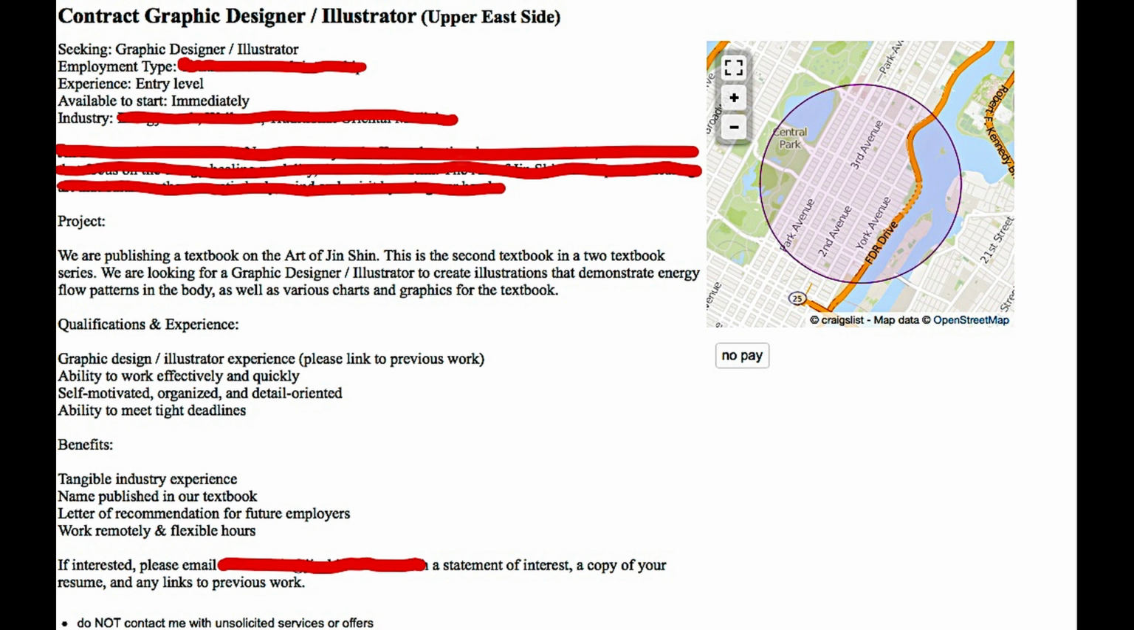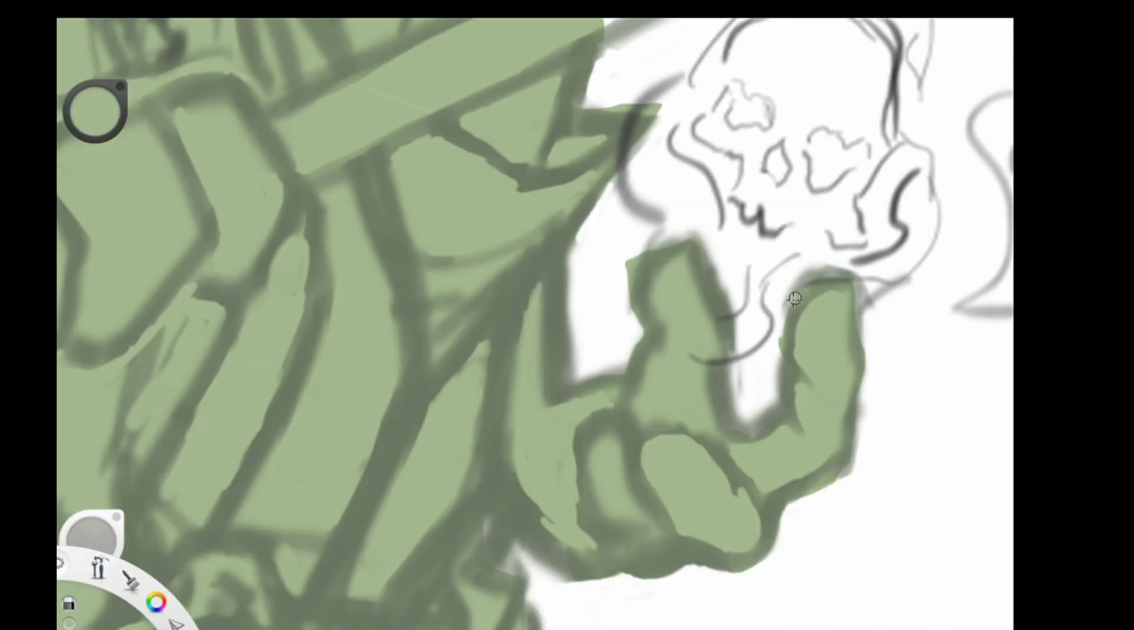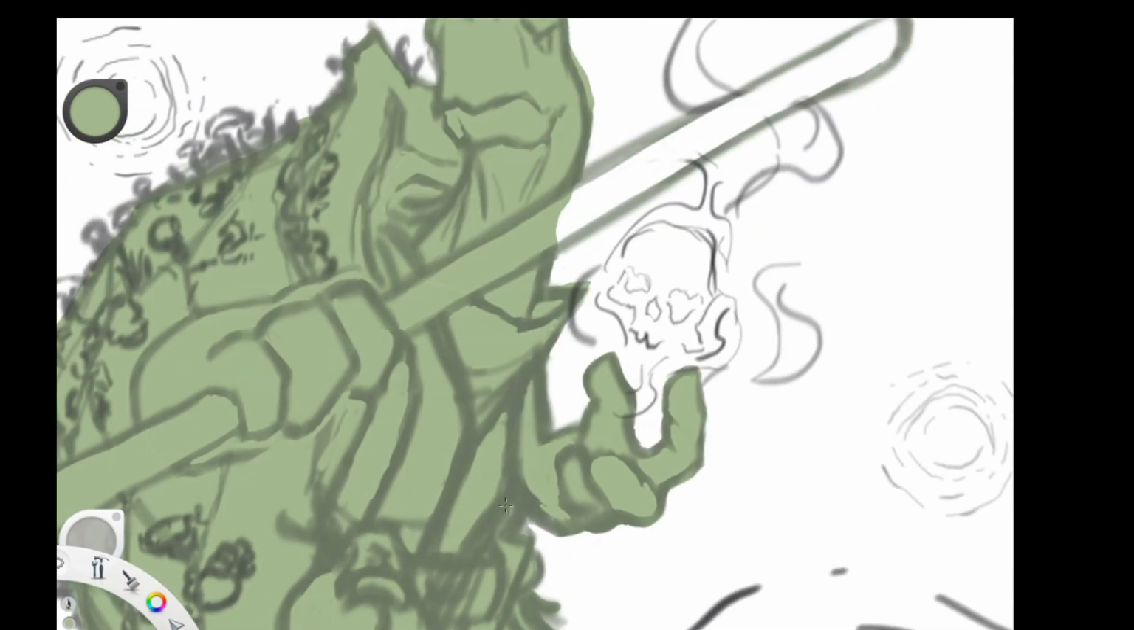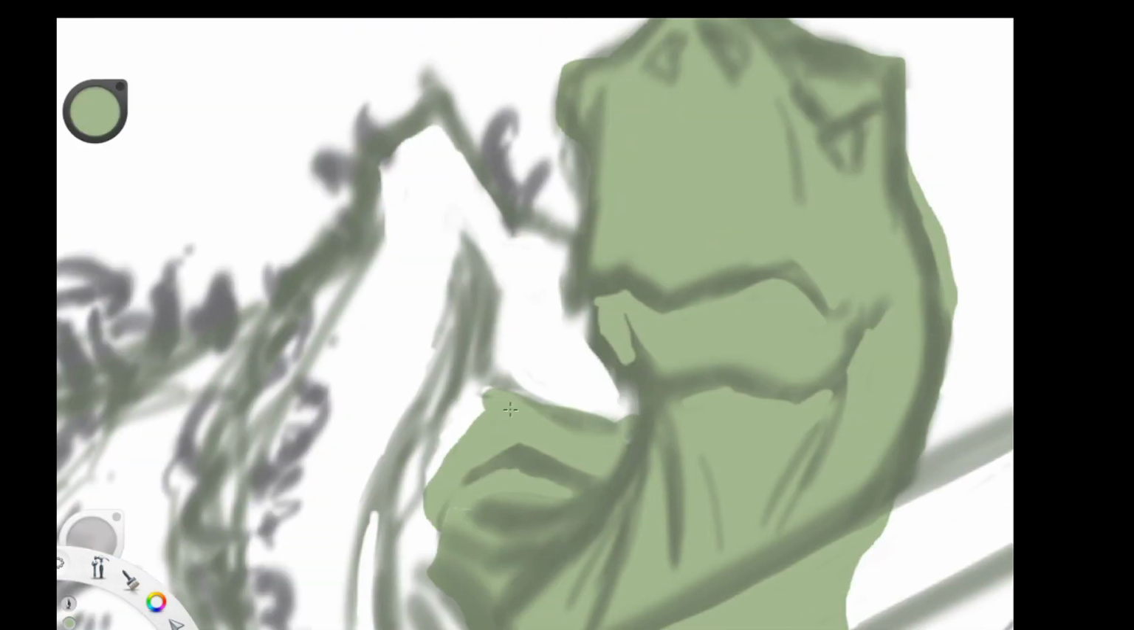Qualifications and experience: graphic design / illustrator experience. Please link to previous work. Ability to work efficiently and quickly. Self-motivated, organized, and detail-oriented. Ability to meet tight deadlines. Benefits: tangible industry experience. Name published in our textbook. Letter of recommendation for future employers. Work remotely and flexible hours. If interested, please email the contact person, with a statement of interest, a copy of your resume, and any links to previous work. No pay. Now, this particular job is kind of an internship situation.